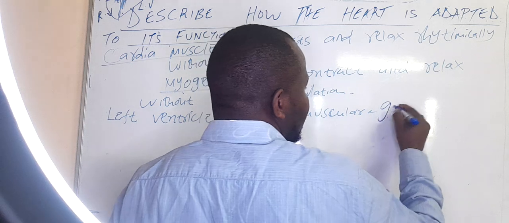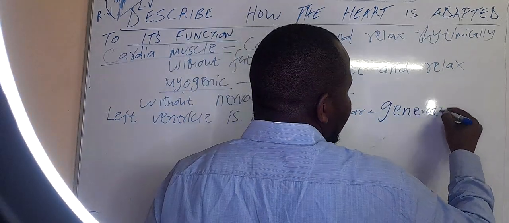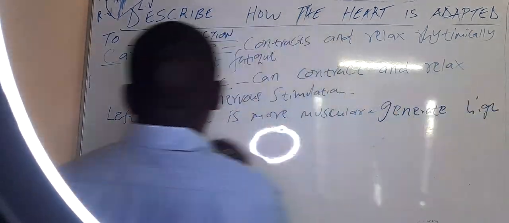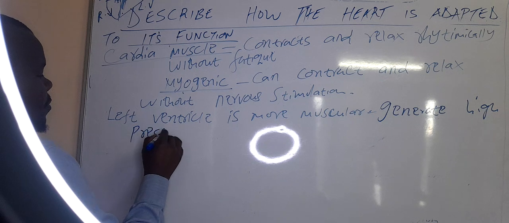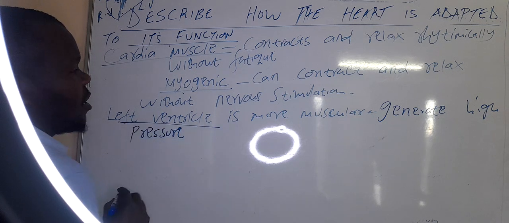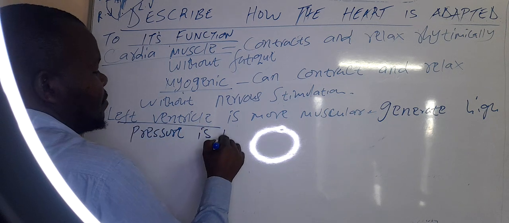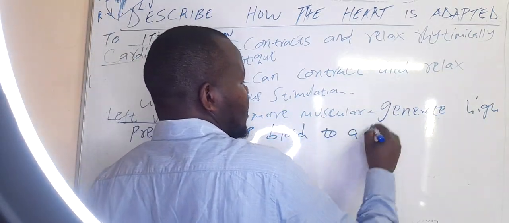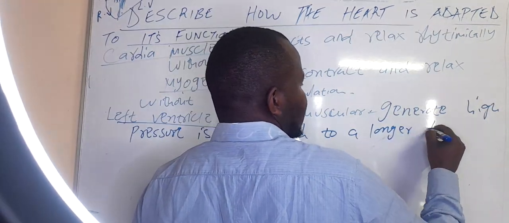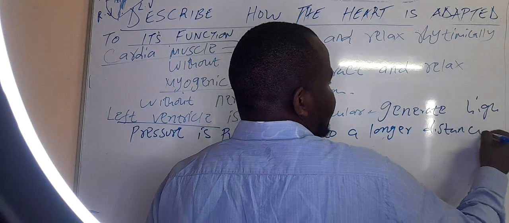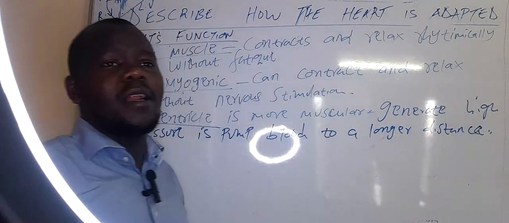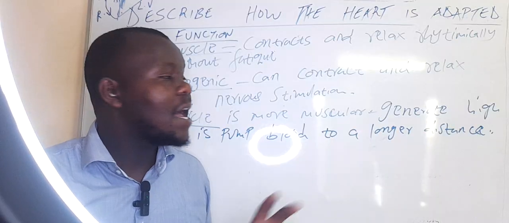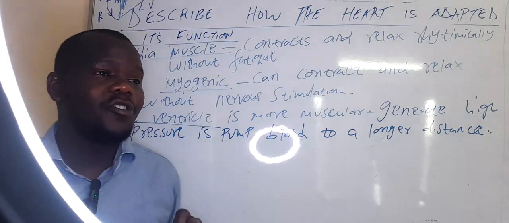This one, the importance is to do what? Generate high pressure. And the importance for the generation of high pressure is to pump blood to a longer distance. We are speaking there of oxygenated blood, which has just arrived to the heart through the pulmonary vein, and has to be pumped for a longer distance. And for this one, there should be high generation of pressure.